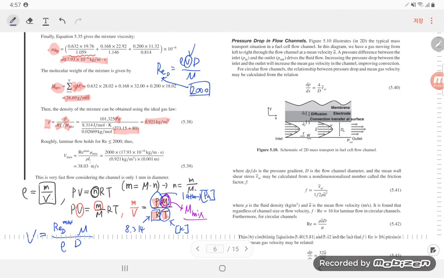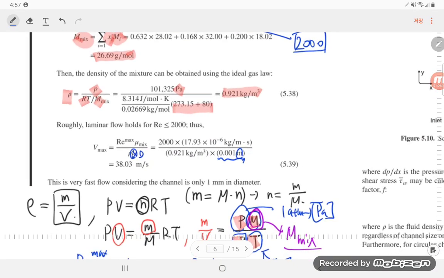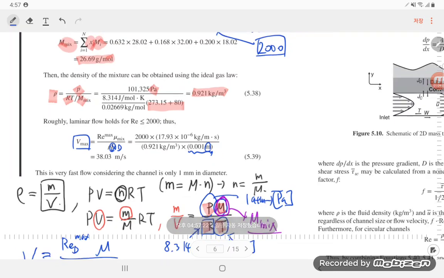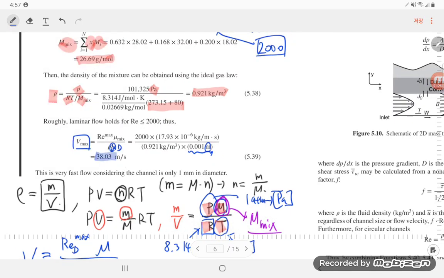Okay, in here L is not correct. We should use D. The diameter is 1 millimeter, so we should use a meter unit. And if you calculate this one, V max is 38.03 meter per second.